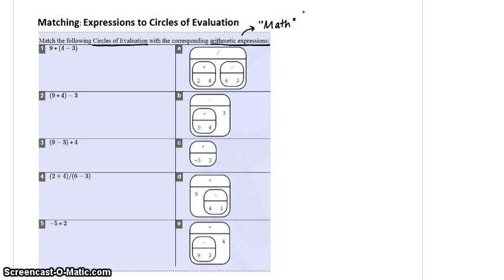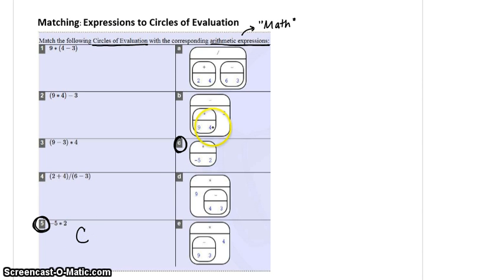So for example, let me take a look at number 5 because it's the simplest one. We see negative 5 times 2 and we need to match that expression with the circle of evaluation on the right. So we notice that when we take a look at C, we see a circle of evaluation where multiplication is the function and the two inputs are negative 5 and 2. So we know that number 5 must be C.